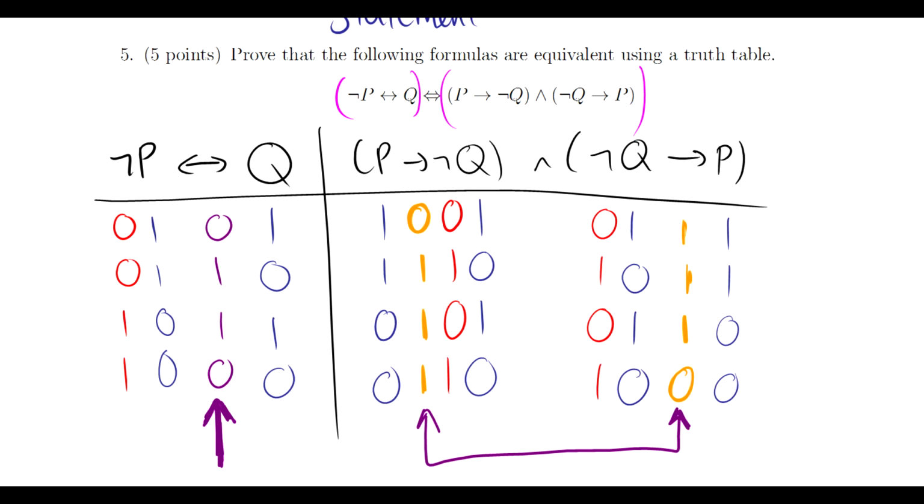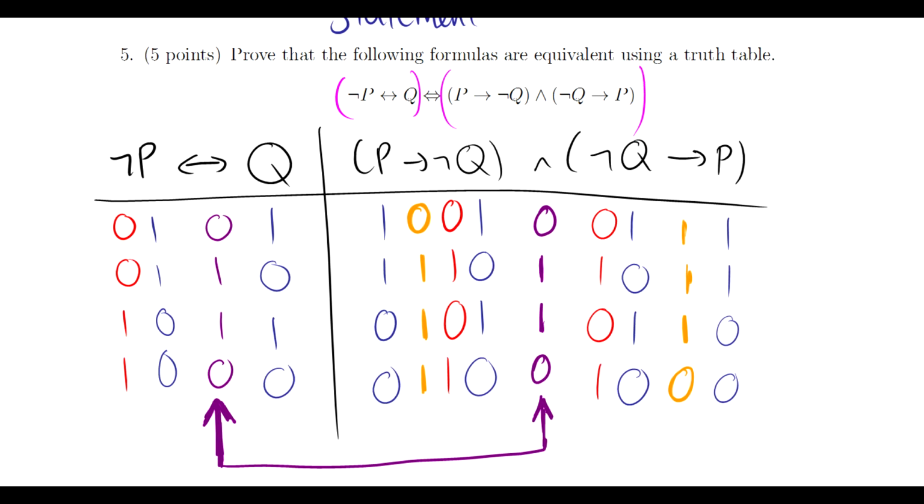Okay, so we use the conjunction, so it's only true when both of these are 1s. So a 0 and a 1 will give us a 0, a 1 and a 1 will give us a 1, a 1 and a 1 will give us a 1, and a 1 and a 0 will give us a 0. So now we have our final row for this side. So these are the same, therefore these are equivalent.